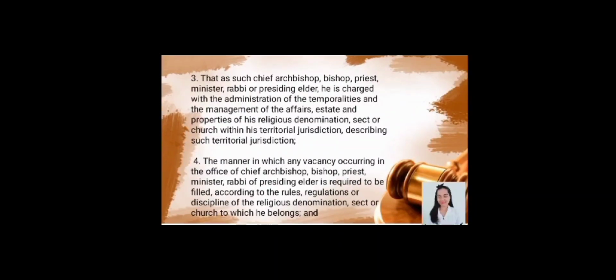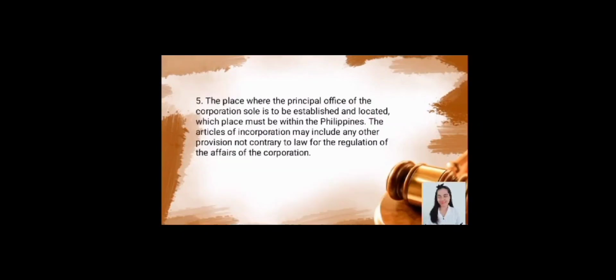Third, that as such chief archbishop, bishop, priest, minister, rabbi, or presiding elder, he is charged with the administration of the temporalities and the management of the affairs, estate, and properties of his religious denomination, sect, or church within his territorial jurisdiction, describing such territorial jurisdiction. Number 4 is the manner in which any vacancy occurring in the office of chief archbishop, bishop, priest, minister, rabbi, or presiding elder is required to be filled, according to the rules, regulations, or discipline of the religious denomination, sect, or church to which he belongs. And lastly, the place where the principal office of the corporation sole is to be established and located, which must be within the Philippines. The articles of incorporation may include any other provision not contrary to law for the regulation of the affairs of the corporation.